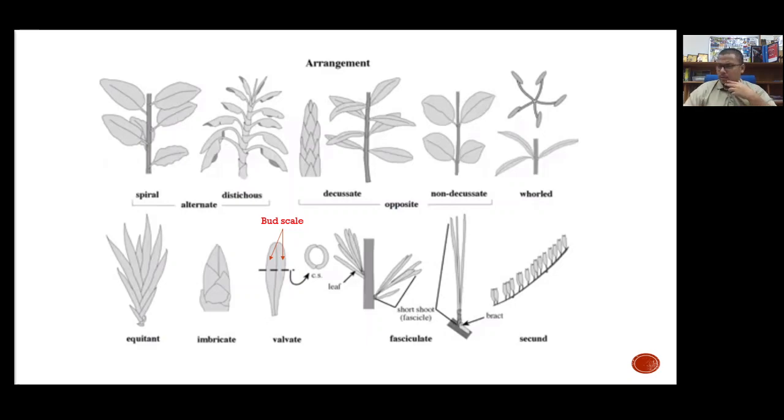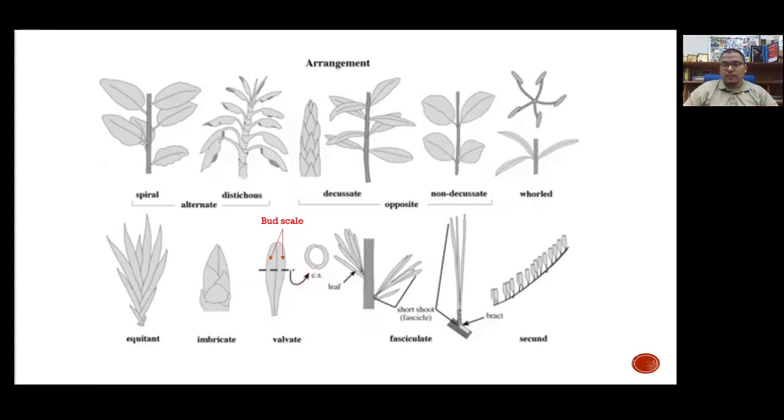The two types of overlapping of bracts, bud scales and buds are imbricate and valvate. You'll encounter this in the keys often. Imbricate means overlapping, and valvate means like a valve, like a clamshell, right?